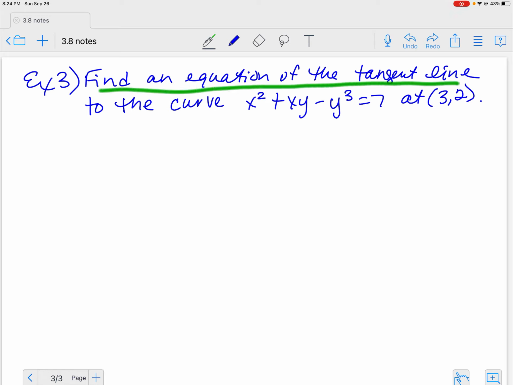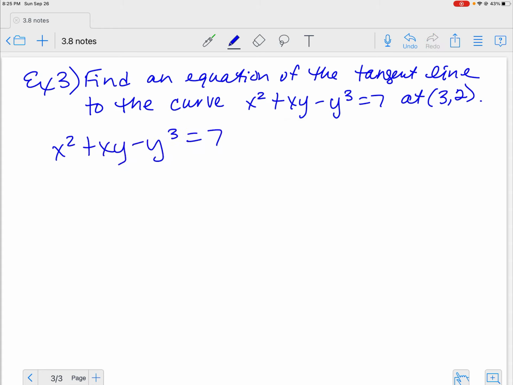Find an equation of the tangent line to the curve. This curve has x's and y's in there, so what kind of process are we going to use? Implicit, good, implicit differentiation at this special point. Alrighty then, let's do it. x squared plus xy minus y cubed equals 7.